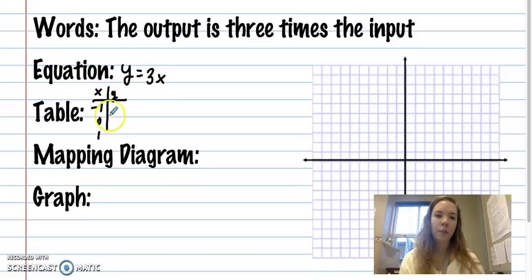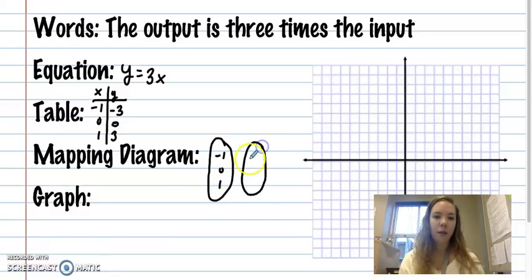So -1 times 3 is -3. 0 times 3 is still 0. 1 times 3 is 3. If I make a mapping diagram, I have all my x values on the left, all my y values on the right. And then we already knew this was a function, but we're confirming it's a function because all of these are only used one time.